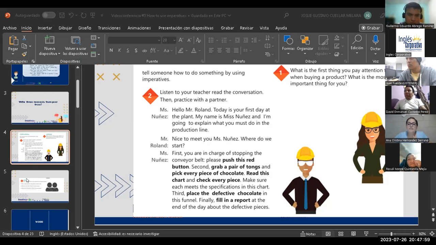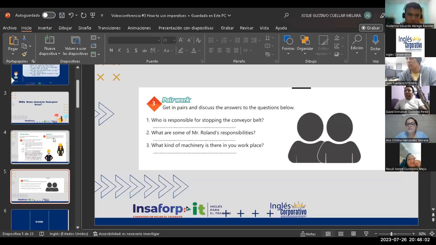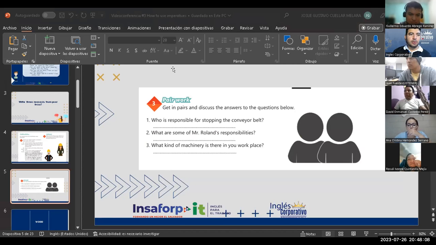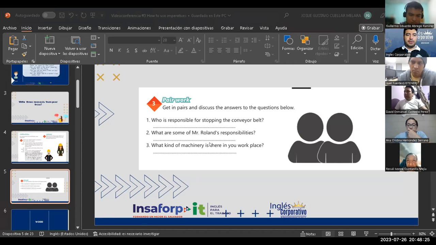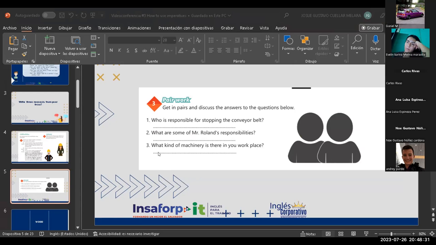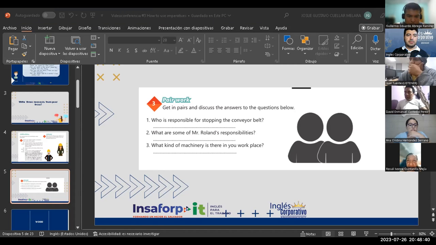Okay, thank you. Very nice. And let's continue. Now, here we have this. What kind of machinery is there in your workplace? No sé si algunos de ustedes trabajan con algún tipo de maquinaria en sus trabajos. Yes, teacher. Injection machine. Ah, injection machines. Okay, thank you, Rivas. And does anybody have experience with machinery in your workplace besides Rivas? I don't know, maybe Daniel? No, teacher. No. Okay.